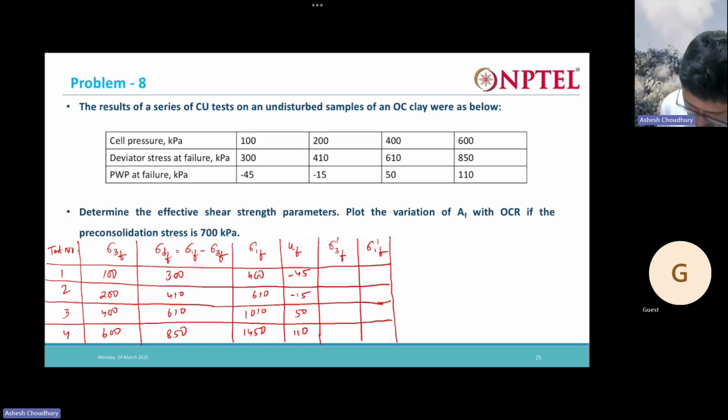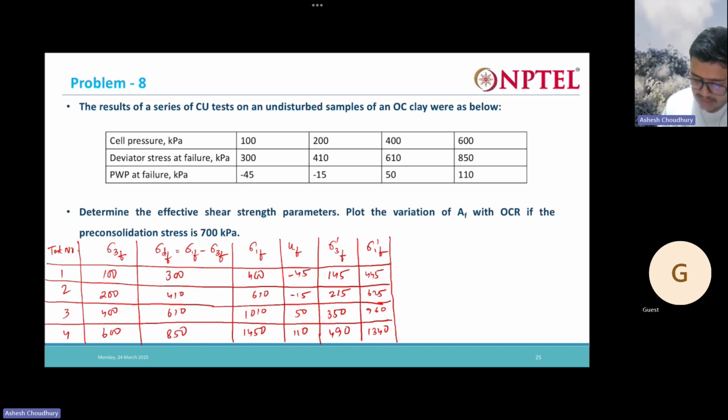So sigma 3 prime at failure is 145, 215, 350, 490. Sigma 1 prime at failure is 445, 625, 960. Okay, so we got this.